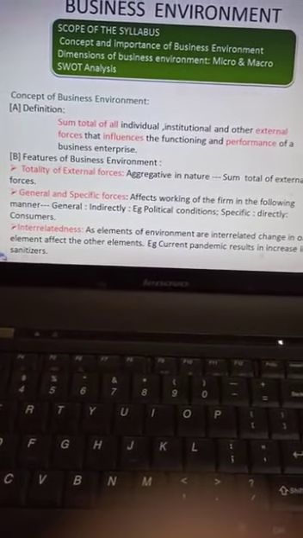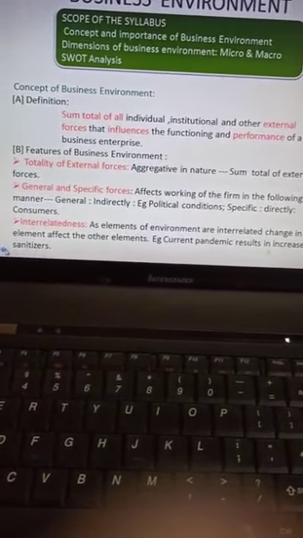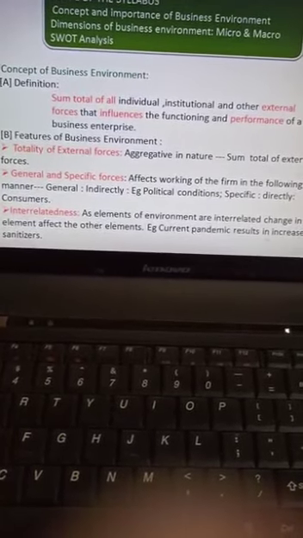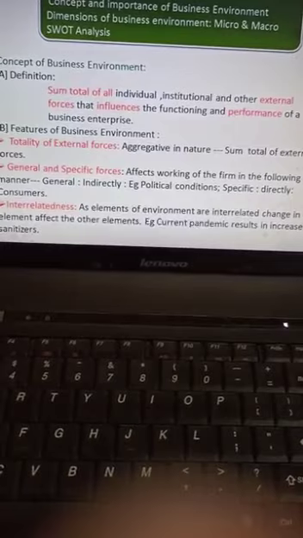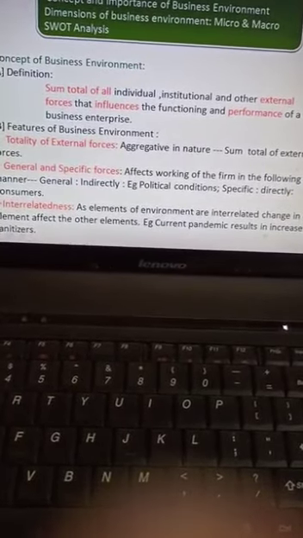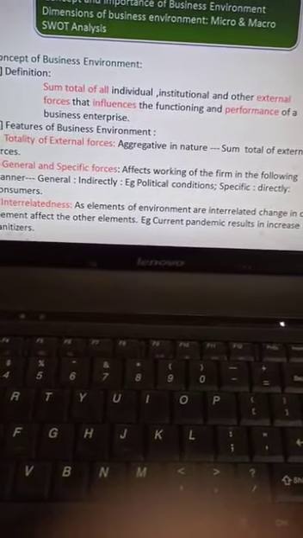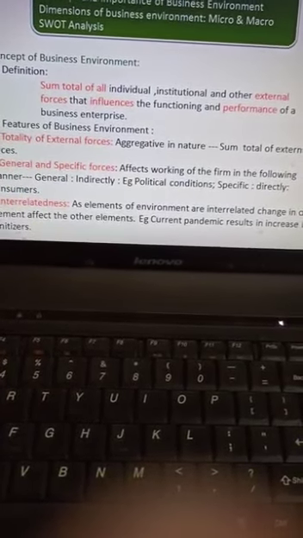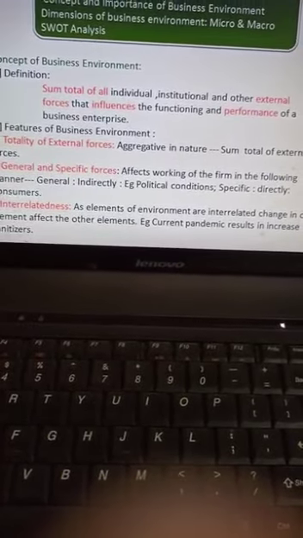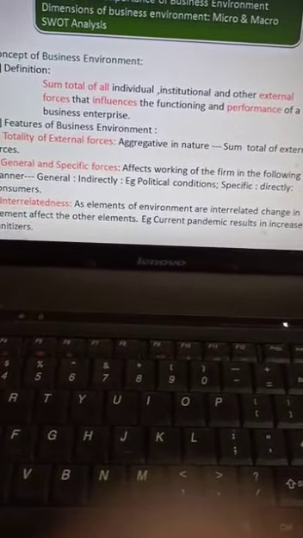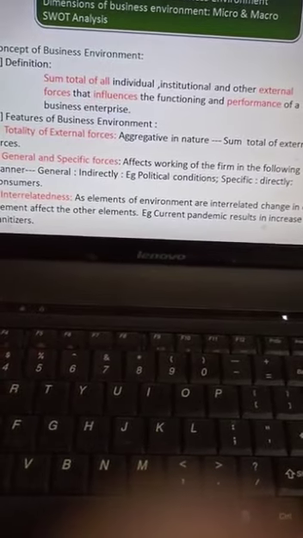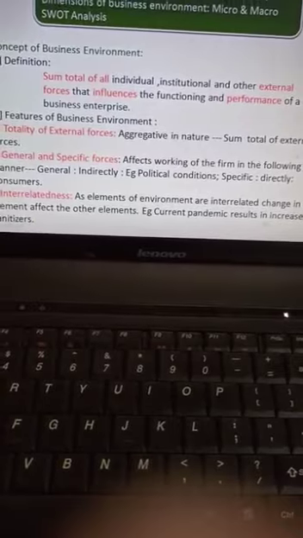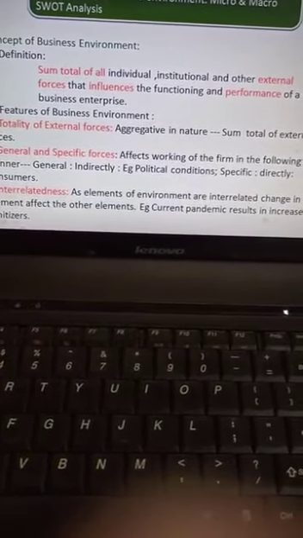Concept of business environment. It is again classified into 2 parts: definition and features. In order to define business environment, we may take up the following definition. It is the sum total of all individual, institutional and other external forces that influences the functioning and performance of a business enterprise. I would like all of you to concentrate on 4 important phrases or words in this definition: sum total of, external forces, influence and performance.